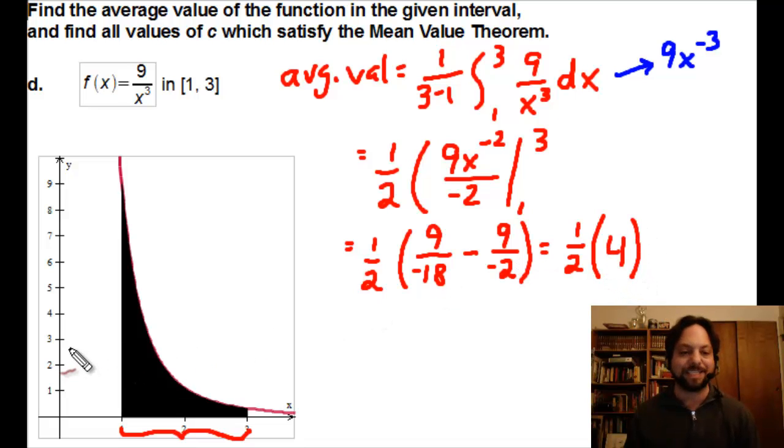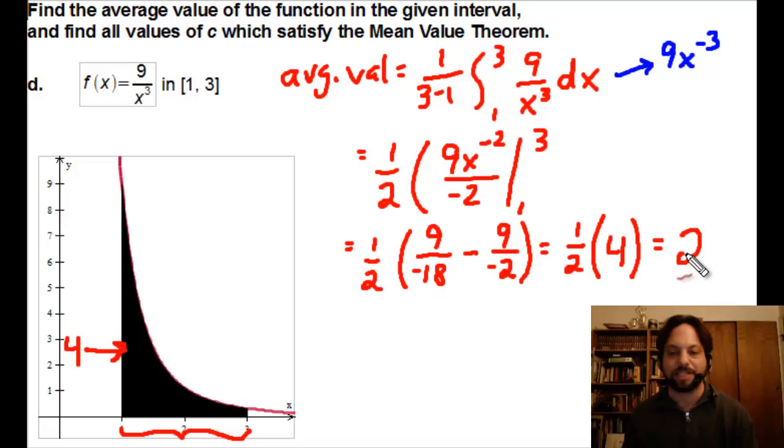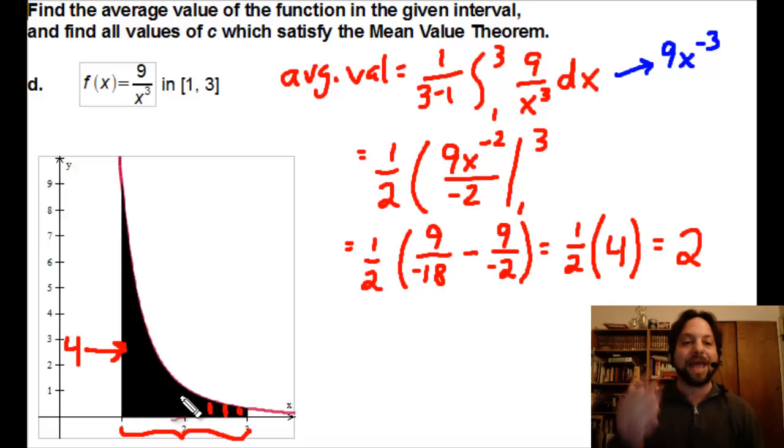4, in fact, is the area of this shaded in region right there, and our average value is actually going to be just 2. Now, what does this average value mean? Well, if we look at all these little rectangles, there's one right here, and one right here, one right here, and even taller ones over here. But the average height of all of these rectangles is just 2.